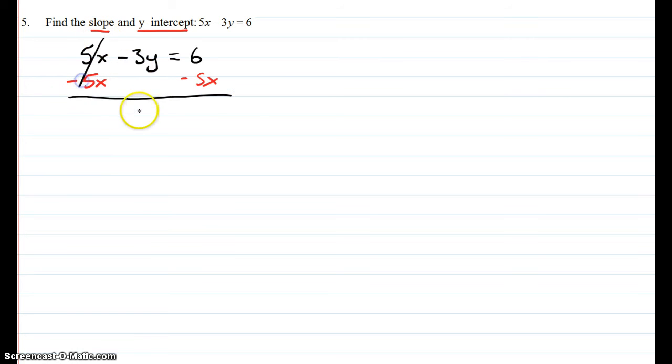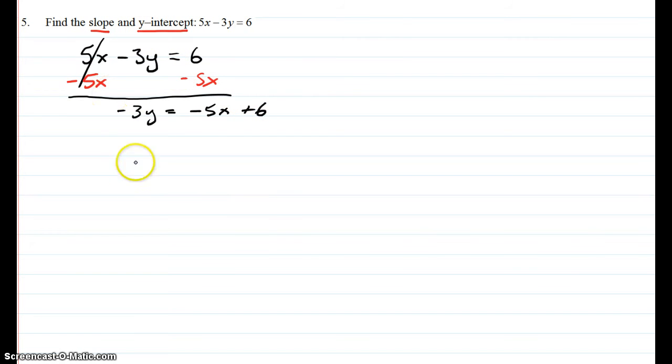All right, let's take a look at number 5. Find the slope and y-intercept of this equation. So like last time, we're going to take the equation and solve for y. So our first thing we need to do is move the 5x to the other side. So we get negative 3y equals negative 5x plus 6.